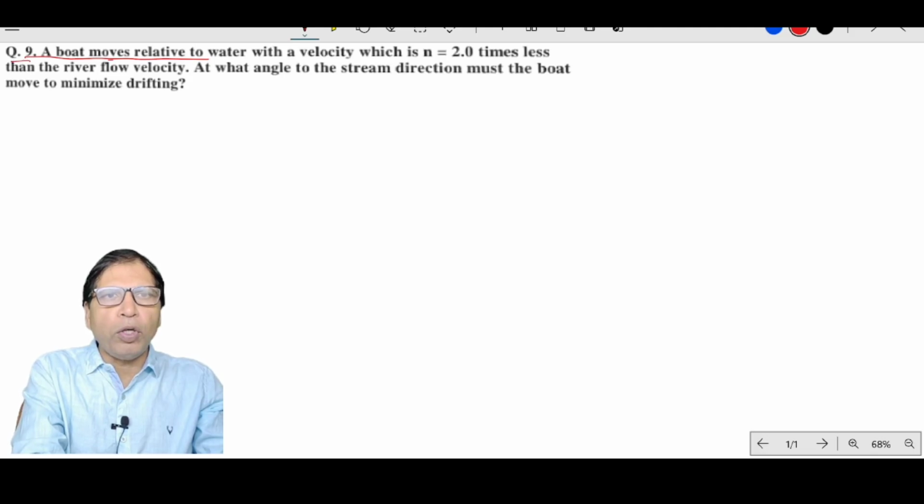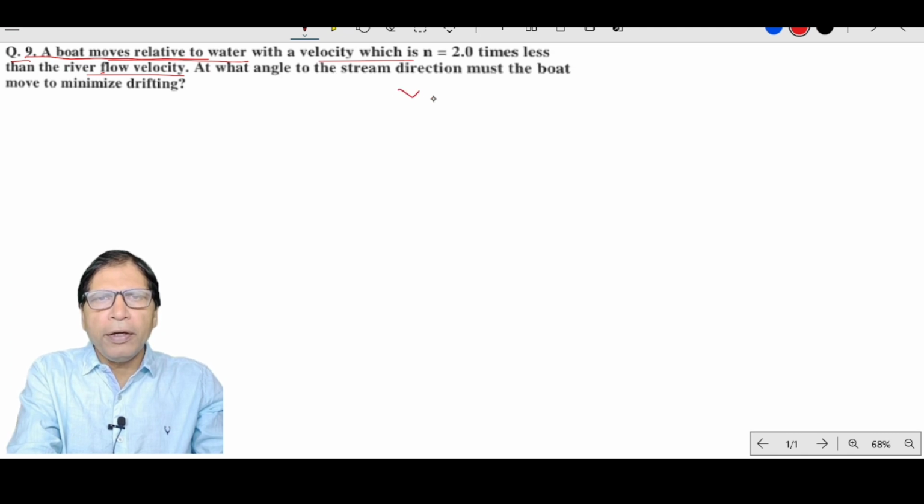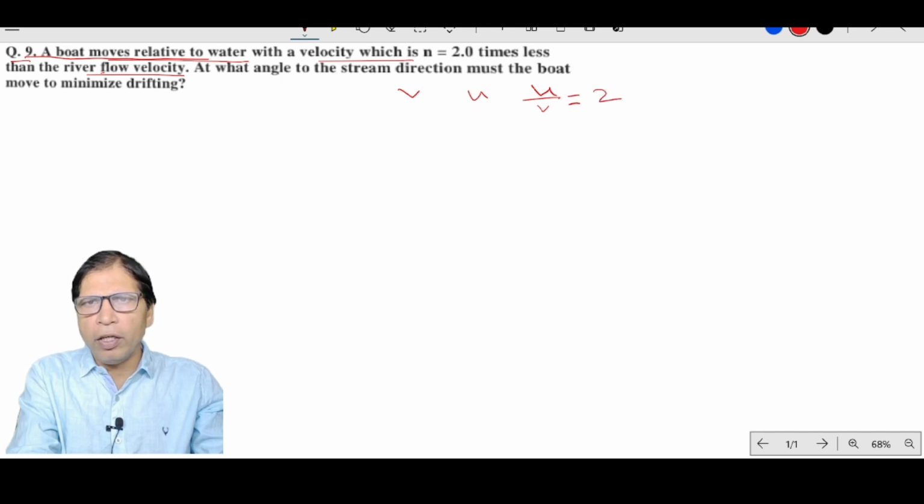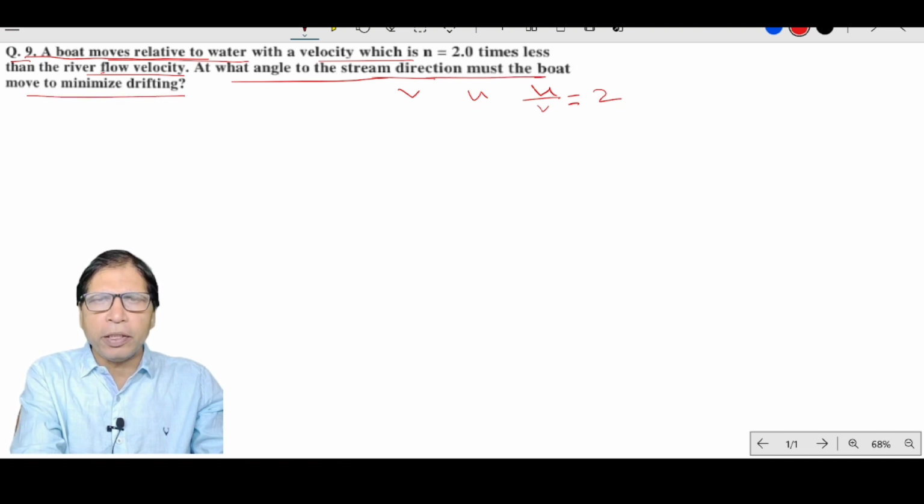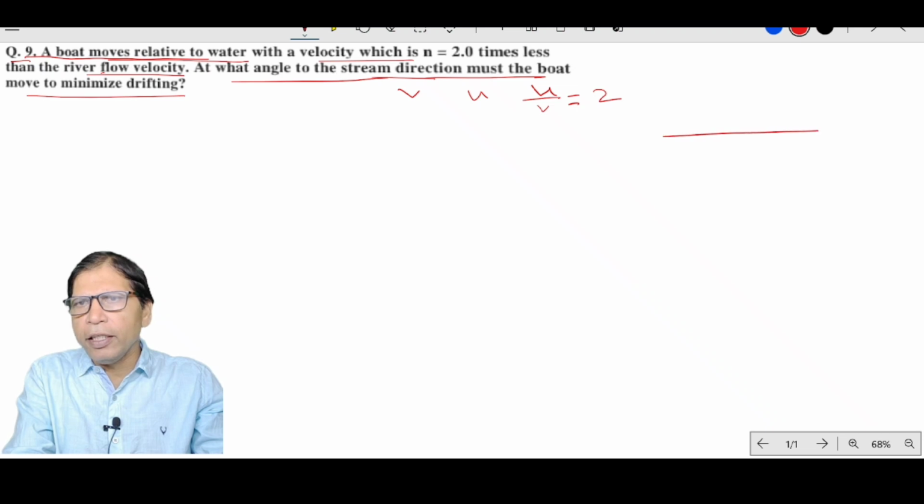Question number 9. A boat moves relative to water with a velocity which is n equal to 2 times less than the river flow velocity. If the velocity of the boat be v and the velocity of the stream u, then u by v is equal to 2. At what angle to the stream direction must the boat move to minimize the drifting?